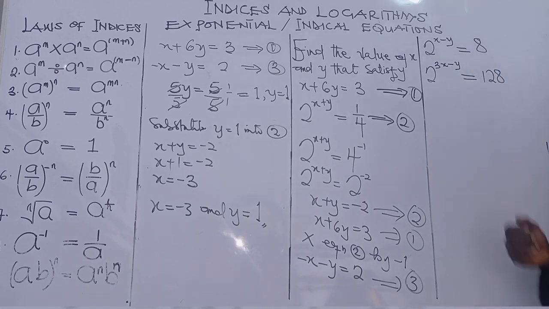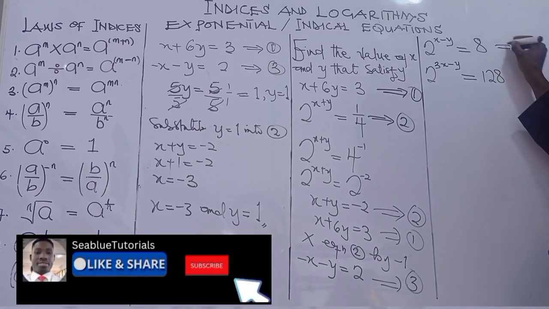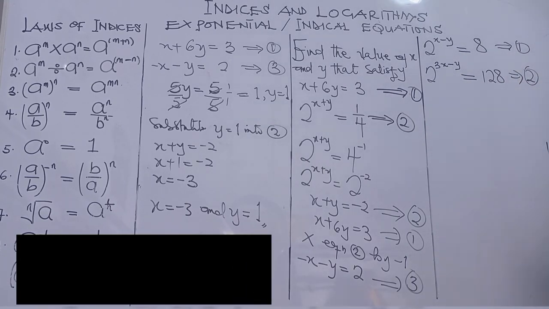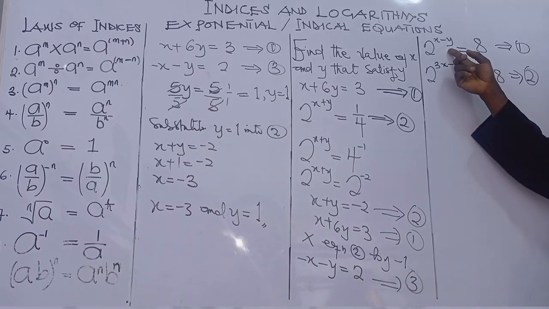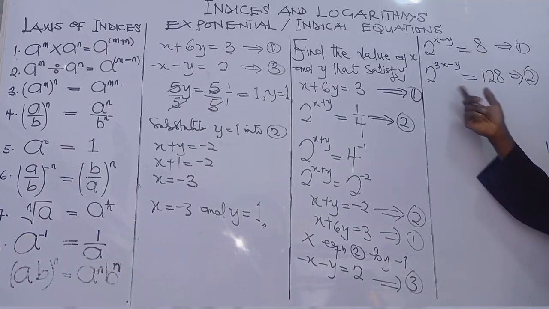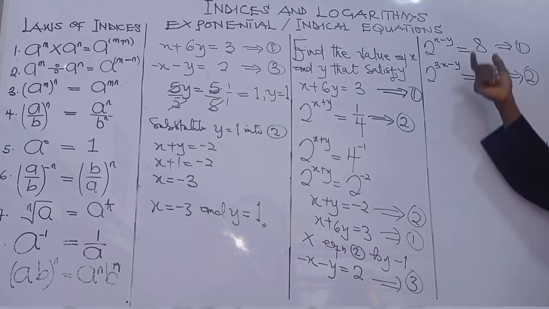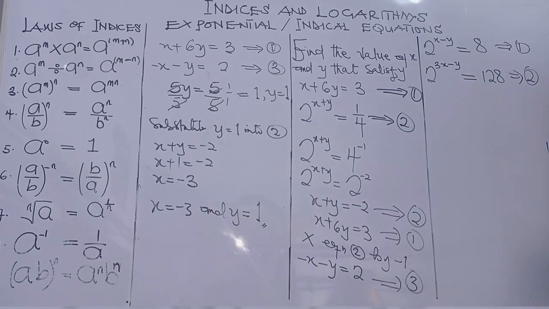So we have to find the value for x and y that satisfy these two equations. Realize that with the first equation, let's call it equation 1, and then let's call this equation 2. Now with equation 1, you realize that we are having an exponential equation. Equation 2, we are also having an exponential equation. So let's turn these two equations into a linear equation.